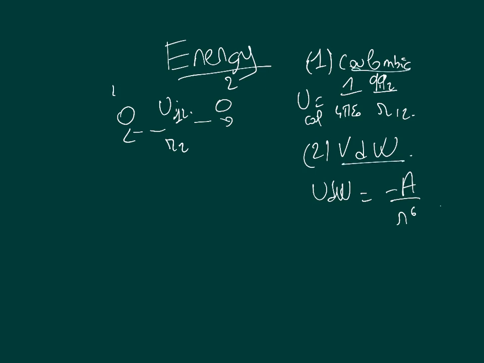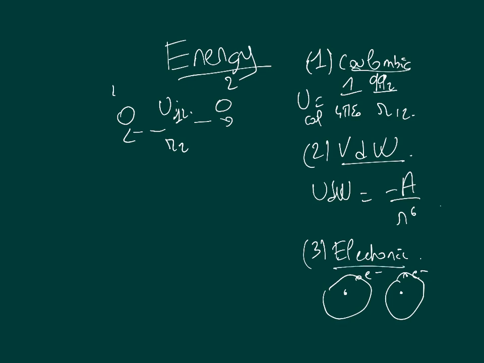And the last type of interaction that you can have is the electronic repulsion. If you have two atoms that come very close to each other, then we know that the electrons around each atom will not want to overlap. You cannot have two electrons at the same position at the same time due to the Pauli exclusion principle. So it will cost you a lot of energy to have two atoms come very close to each other.